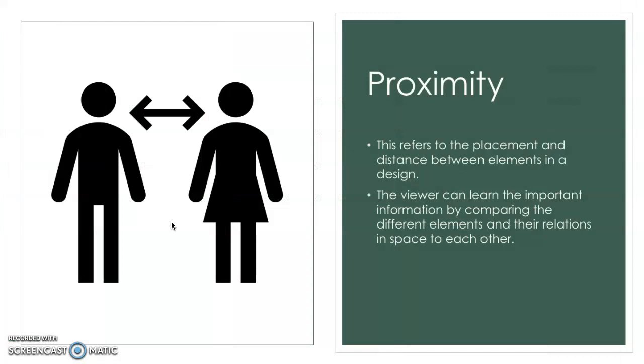Lastly is proximity. This refers to the placement and distance between elements in a design. The viewer can learn the important information by comparing the different elements and their relations in space to each other. Basically, looking at the difference in space between them is important. You don't want things too close together unless you're trying to stress an importance on it. It all comes back to emphasis, really.